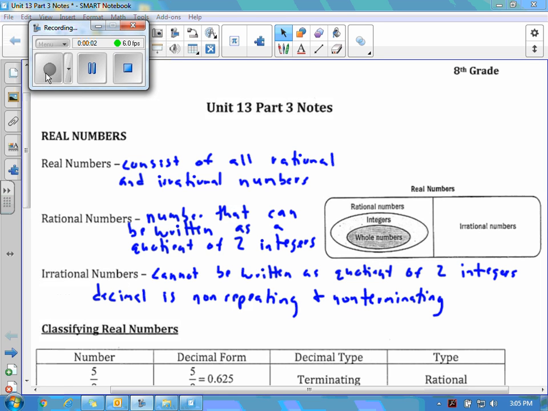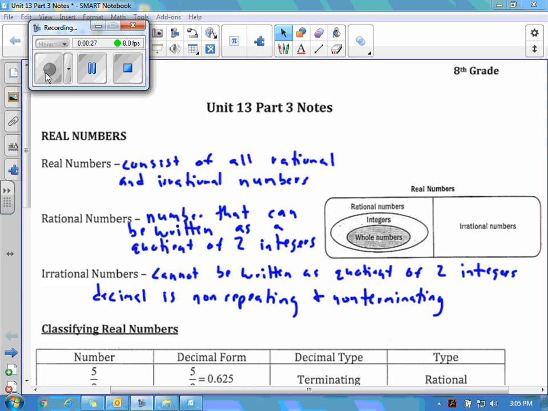In Unit 13, Part 3, we were talking about real numbers. This ties in right after some of the examples of irrational numbers. So a couple definitions. Real numbers consist of all rational and irrational numbers. Eventually in math we'll talk about imaginary numbers, but we're not anywhere near that yet. But real numbers consist of all rational and irrational numbers.